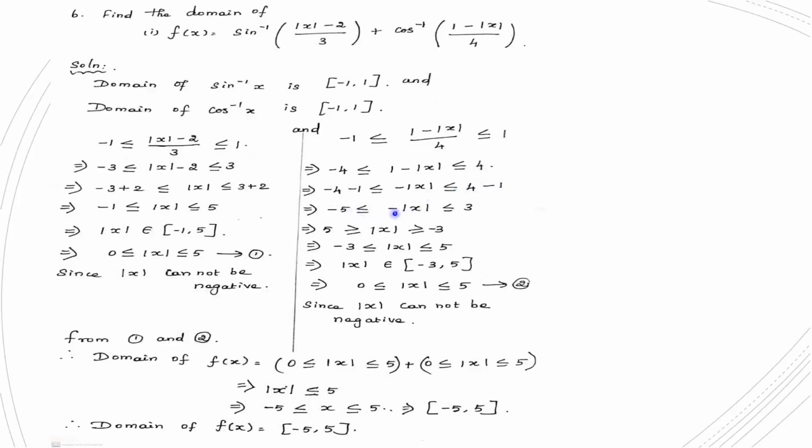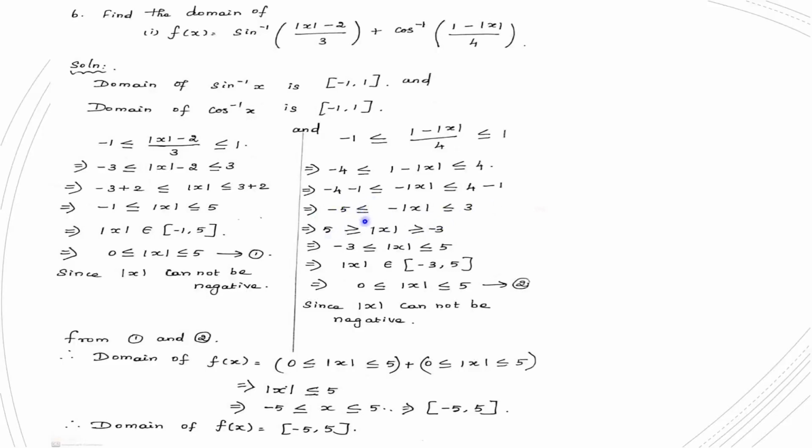Less than or equal to, then minus modulus of x on this side gives 3. Here we need only modulus of x, but it is negative, so throughout we multiply by minus. When we multiply by minus, this less than or equal to sign changes into greater than or equal to sign. That is, this minus 5 is changed into plus 5.